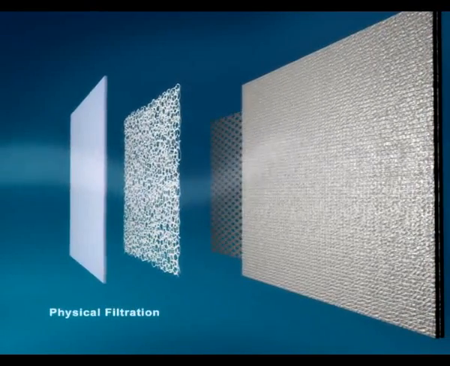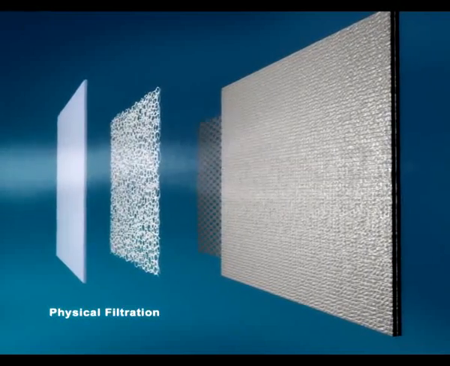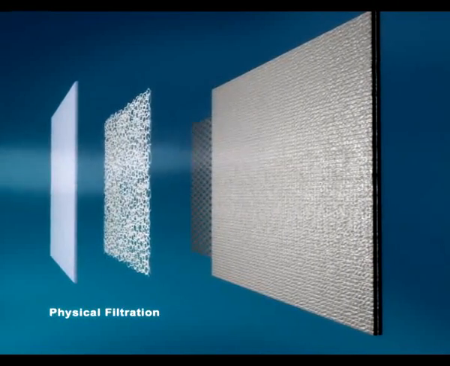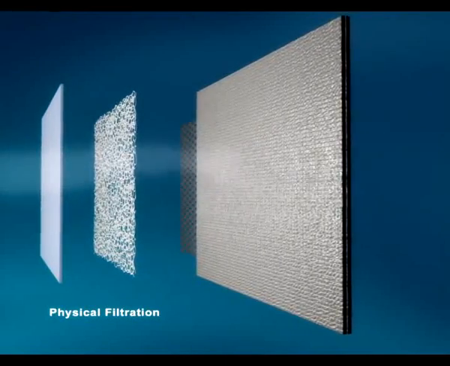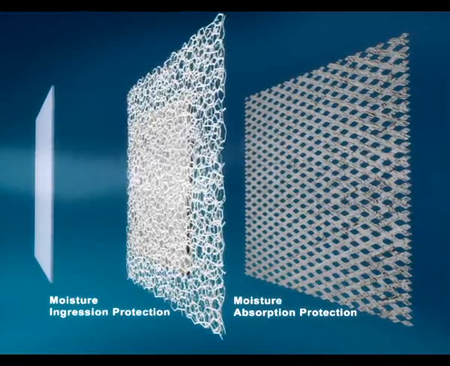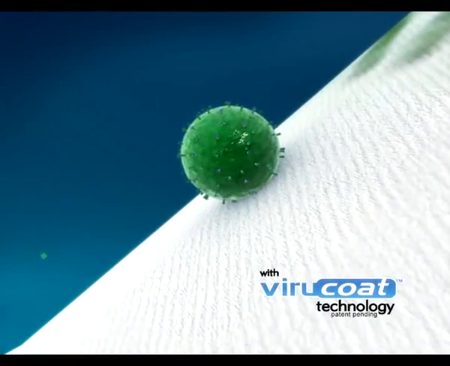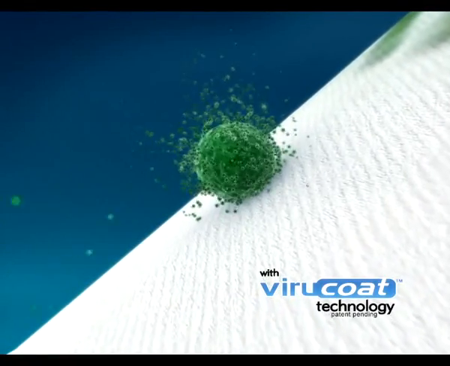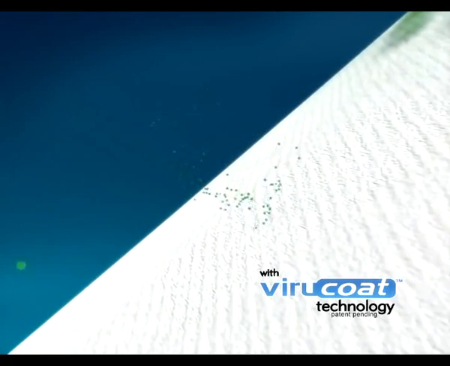The physical filtration layer contains electrostatically charged fibers, which trap small particles. This provides the filtration capability of the FFP2 respirator mask. The remaining 2 layers add comfort and protect against moisture ingression and absorption. Acti Protect respirator masks prevent influenza virus from passing through the mask and are active against all influenza strains tested, including H5N1.